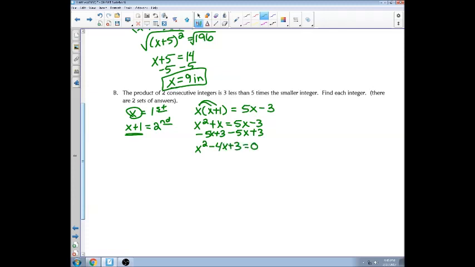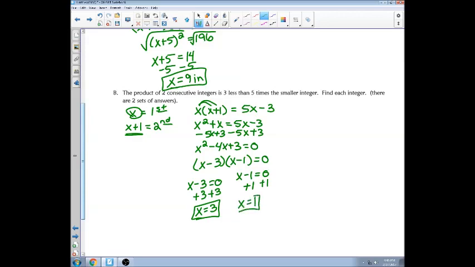At this point, I can go ahead and factor using generic factoring. It'll be x minus 3 and x minus 1, because negative 3 times negative 1 gets me positive 3, and that also adds to negative 4. Now that it's fully factored, I can take x minus 3, set it equal to 0, add 3 to both sides, x would equal 3. x minus 1 is equal to 0, add 1 to both sides, x would equal 1.